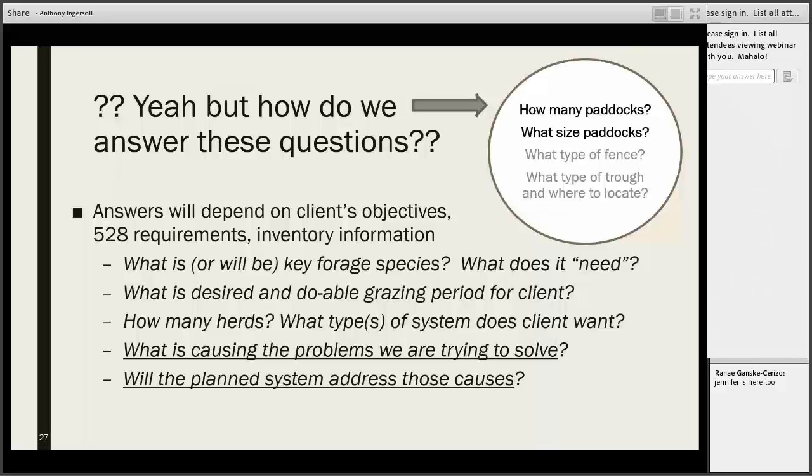What is the desired and doable grazing period for the client? How many herds does he want to have? Does he know what type of system he wants? And always keeping in mind what's causing the problems we're trying to solve, and will the planned system that we're going to work on with this client actually address those causes? We can't ever lose sight of those two questions.